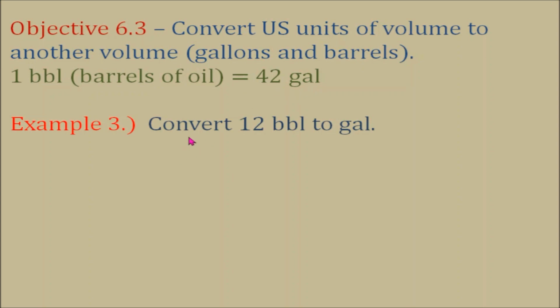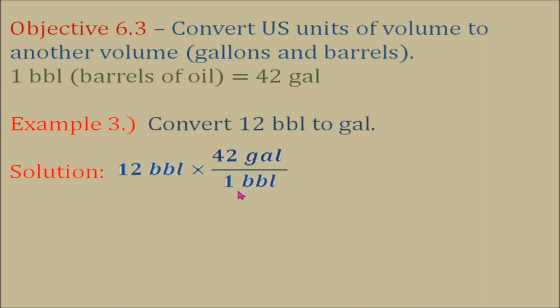Example number 3. Convert 12 BBL to gal. We are going to copy down 12 BBL and multiply it by a conversion factor such that BBL is on the denominator. So that's 12 BBL times 42 gal over 1 BBL. And this BBL cancels out, and 12 times 42 equals 504. So our answer here is 504 gal.